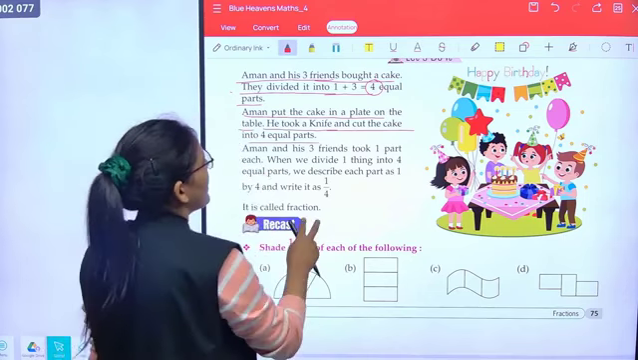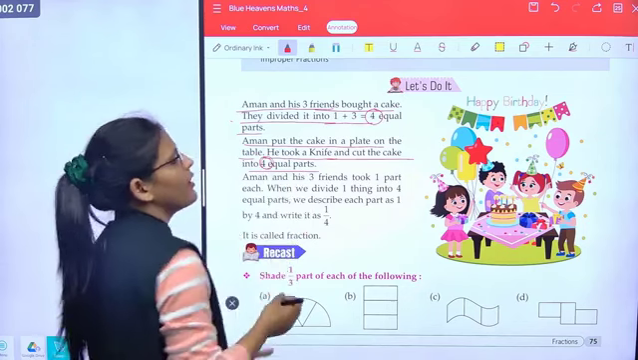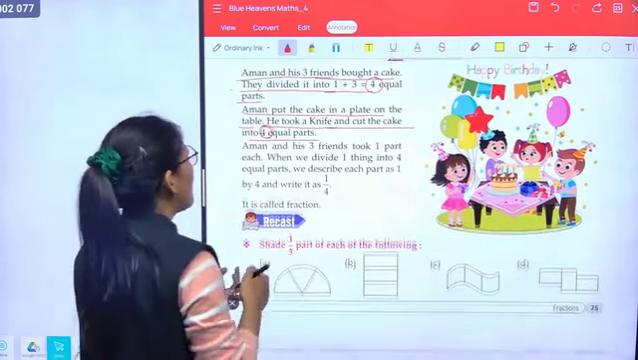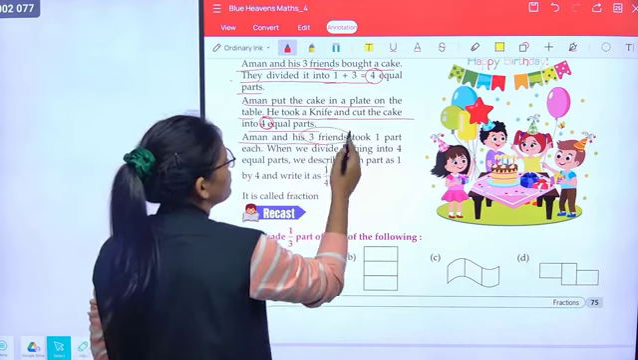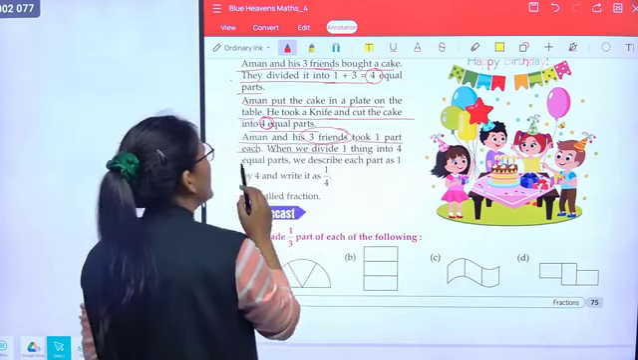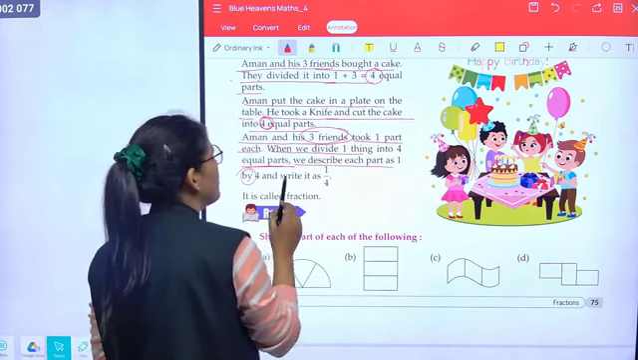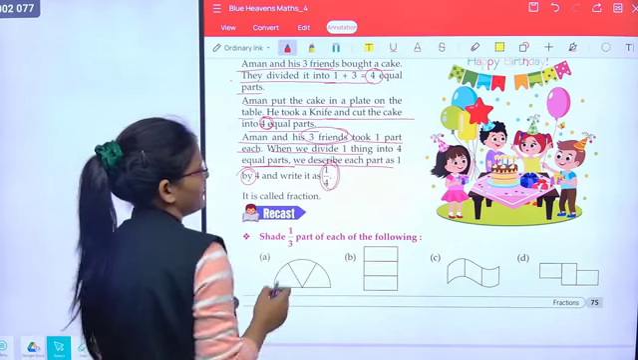अब अमन ने क्या किया है? Put the cake in a plate और उससे क्या कर दिया? 4 equal parts में उसको cut कर दिया. Now Aman and his three friends took one part each. When we divide one thing into 4 equal parts, we describe each part as 1 by 4, written as 1/4.